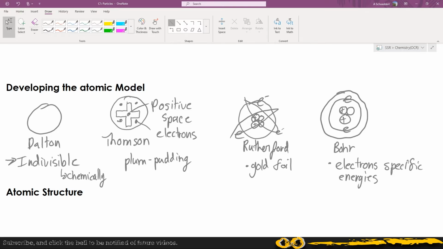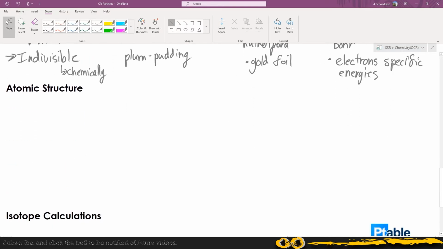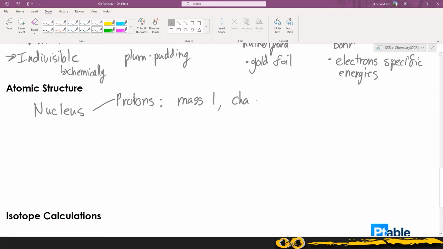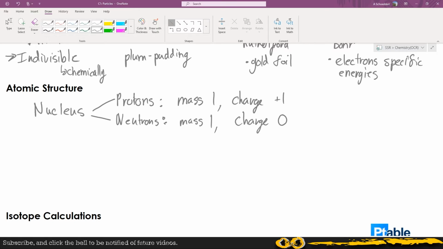And so what we have now arrived at is the atomic structure. We know that the atom is formed of a nucleus, and that the nucleus is formed of protons, which have a mass of 1 and a charge of +1, as well as neutrons, and these have a mass of 1 and a charge of 0.